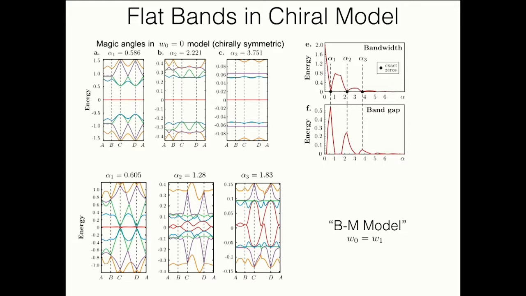Okay, and there's a periodicity. Actually, it's 3 halves in these units, where you get these flat bands, so it predicts some higher magic angles. They're smaller angles, but there's a sequence that this model predicts. Actually, that sequence is slightly different from this one.